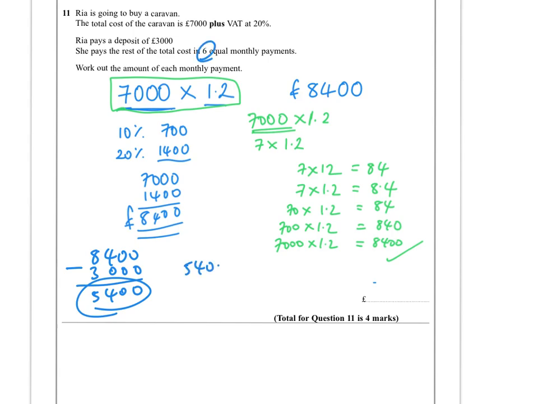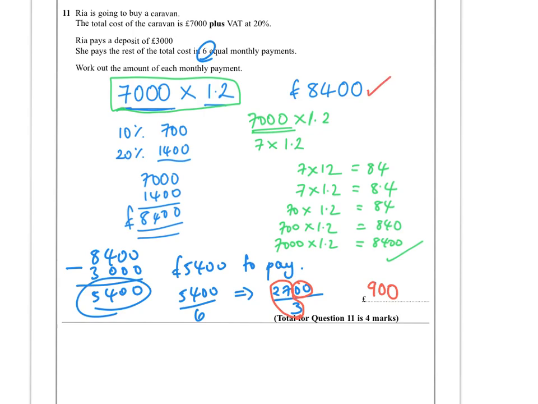So you've got £5,400 to pay, and then you've got 6 equal parts. So you've got 5,400 divided by 6. If you halve the top, that's 2,700, and halve the bottom, that's 3. And then think, does 3 go into 27? Yes, it does. 9 lots, 900. So that should be enough to show that you know what you're doing.